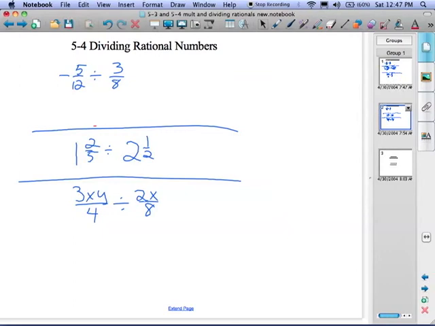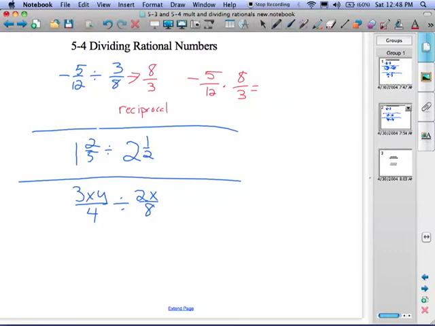5-4, dividing rational numbers. Things don't change when we divide rational numbers from when you divided fractions. We do have to remember something called a reciprocal. That's where you take the second fraction and flip it over, and then we have the first fraction times the reciprocal of the second fraction. Something you haven't done in a little while, but reciprocals.